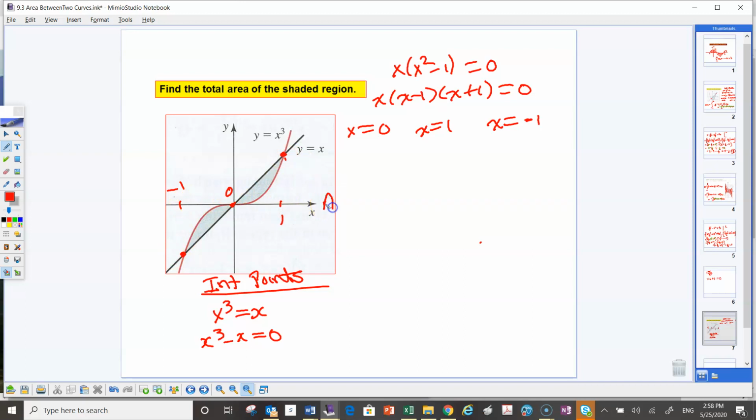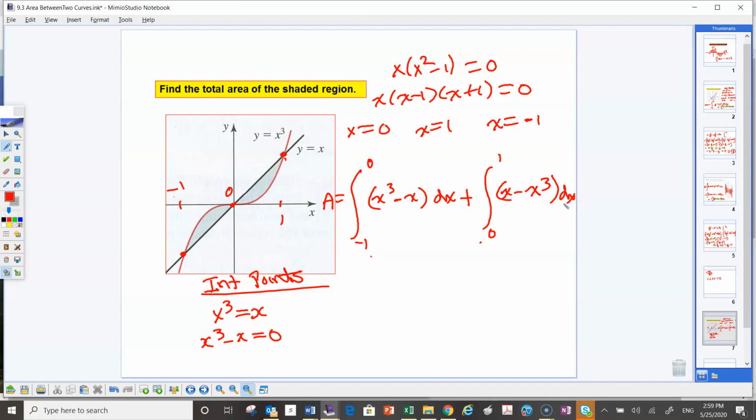So now to figure out the area, I'm going to set up the integral. In this first integral, my limits are negative 1 to 0. My top curve is x cubed. My bottom curve is x. So that's going to give me the area of this first region. And then I'm going to add to that the limits from 0 to 1. And now my top curve is x, and my bottom curve is x cubed.